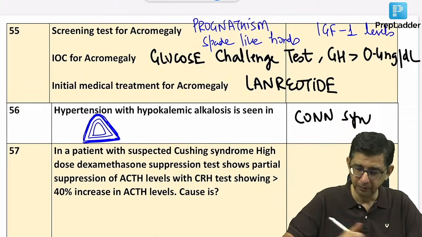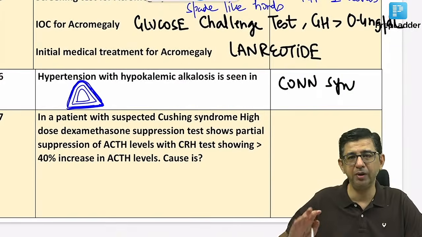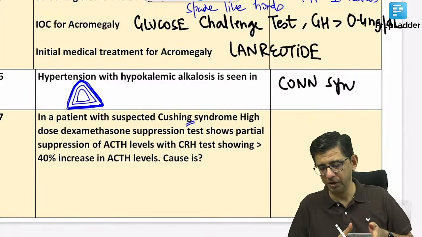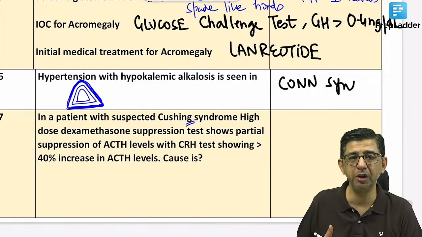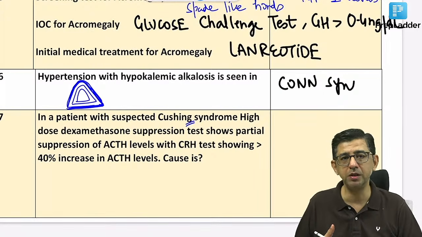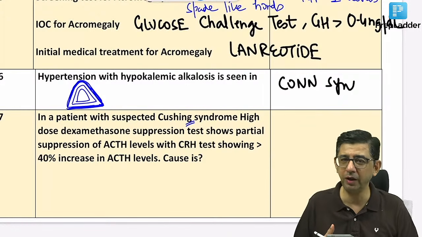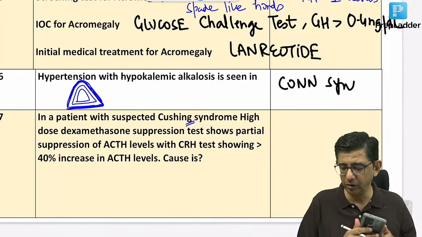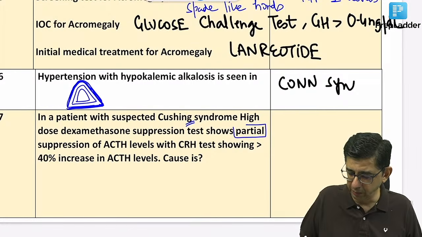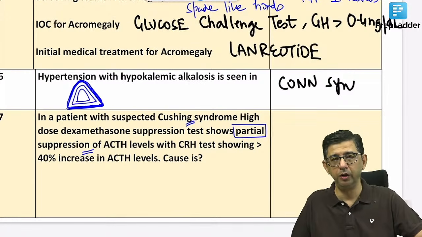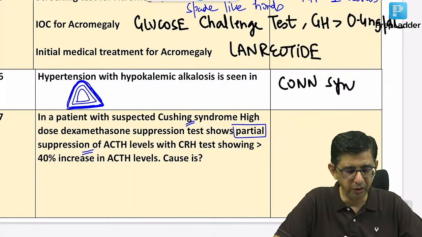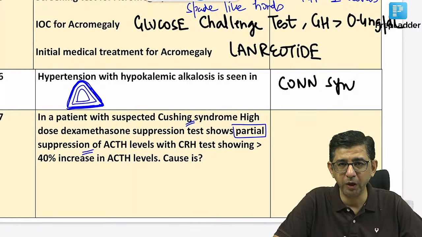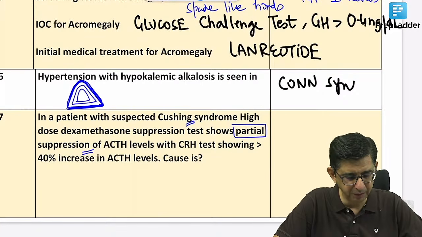The next question is again a concept that has been repeated. He has asked about a test that should be done in a Cushing syndrome patient where a high-dose dexamethasone suppression test is showing a partial suppression of ACTH, and CRH is showing a 40% or more increase in ACTH. Even if you don't know both the tests, I think the first line and the third line of the question should solve it for you, where he mentions the words partial suppression of ACTH levels. You have to select oat cell cancer of the lung versus pituitary adenoma. Partial suppression. Can you suppress a lung cancer? Yes, guys.